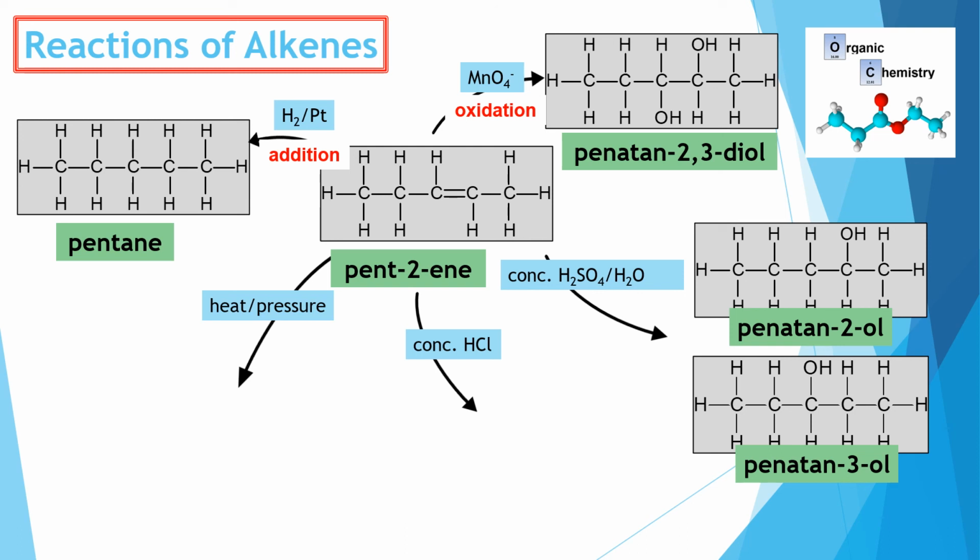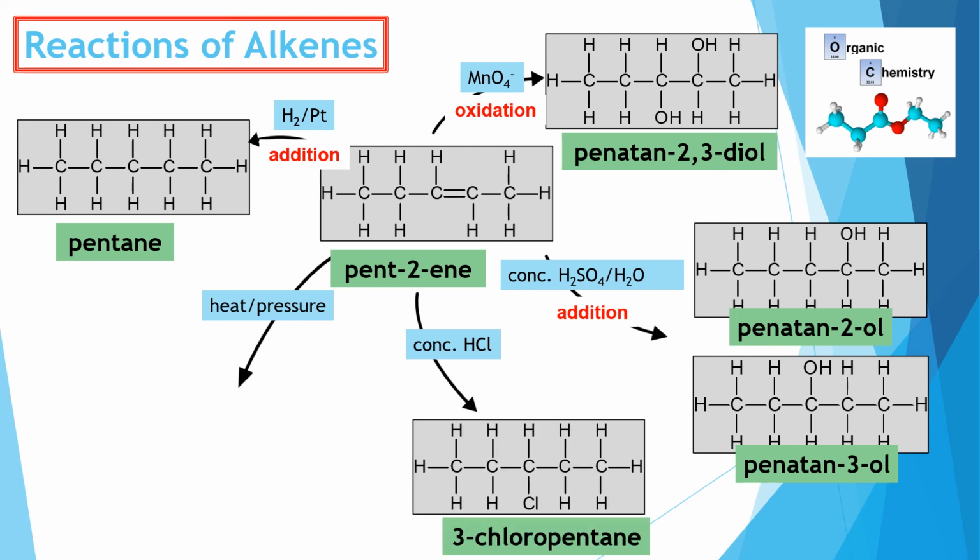We don't know which one is the major because we can't use Markovnikov's rule, because the carbons for a start both had 1 hydrogen each. This is an addition reaction. So again, with adding the concentrated hydrochloric acid, we had 2 possible answers here. I've only drawn 1. The other possible answer is 2-chloropentane.